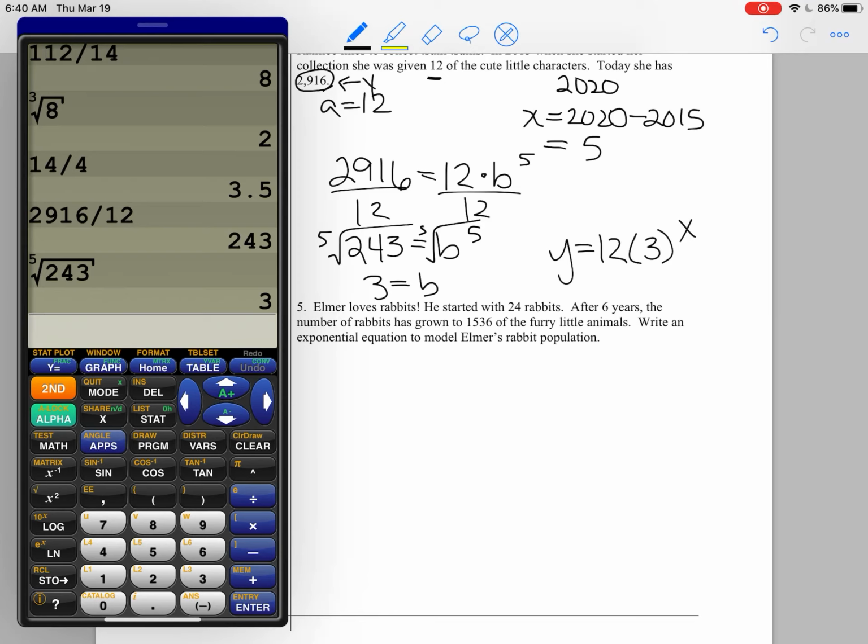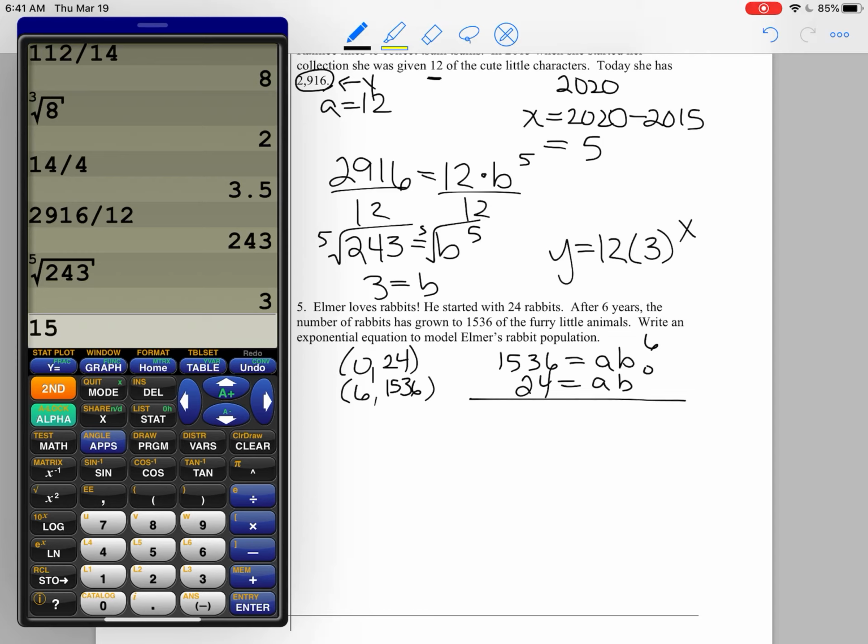Elmer loves rabbits. He started with 24. After 6 years, the number of rabbits had grown to 1,536 of the furry little animals. Write an exponential equation to model. Okay, so when x was 0, we had 24. And after 6 years, we have 1,536. Set it up. So put the larger x on top, so 1,536 equals ab to the 6th power. And then we have 24 equals ab to the 0.